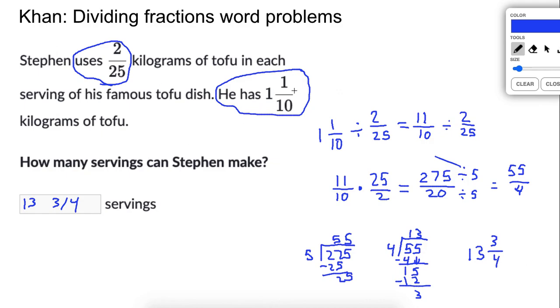So again, you have a total on almost all of these and something you're dividing it by. So go ahead, work through these. Let me know if you have any questions.